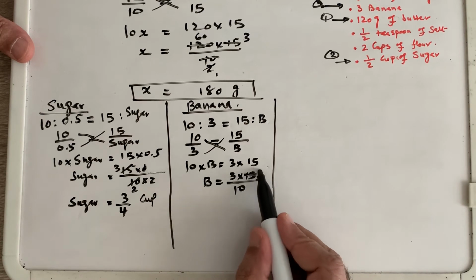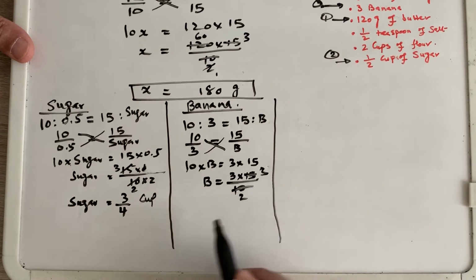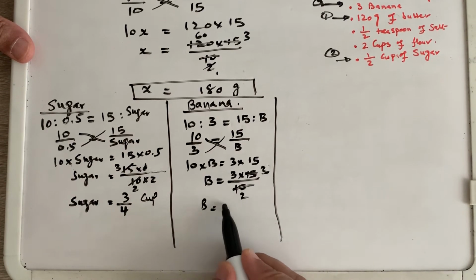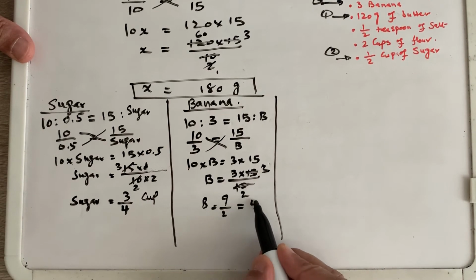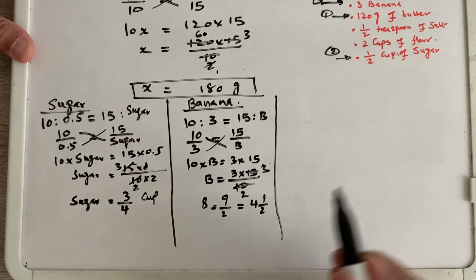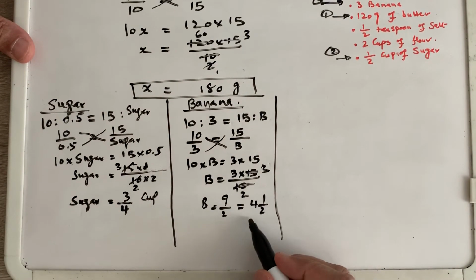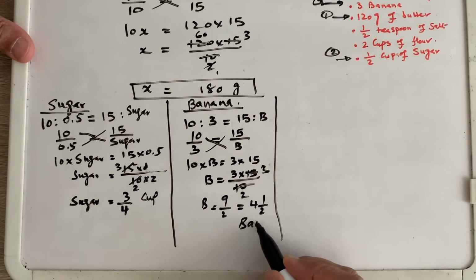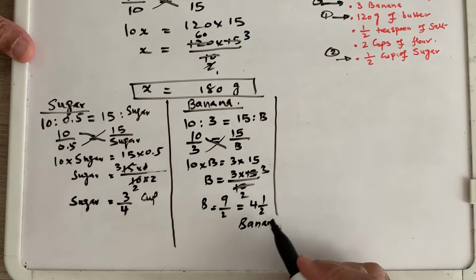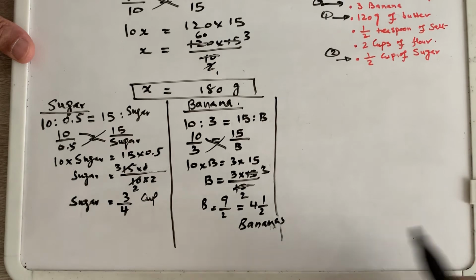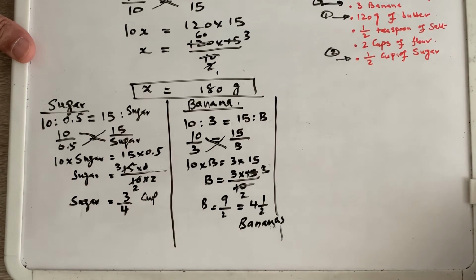So 5 3s are 15, 5 2s are 10. Now what I have here is 3 3s are 9 divided by 2. 9 divided by 2 means 4.5. So over there was 3 bananas. Here 4.5 bananas is required, right? Bananas is required. So we calculate third thing, which was banana.